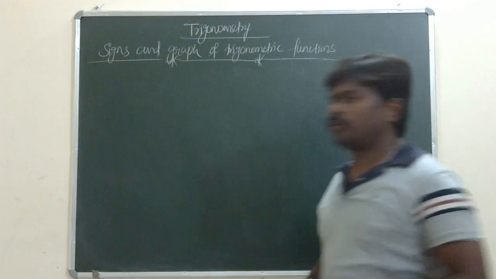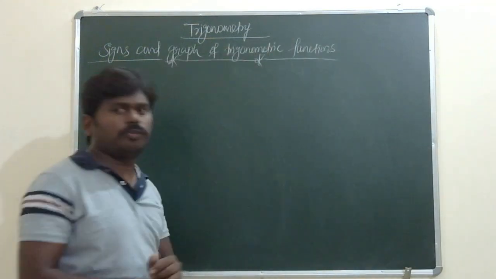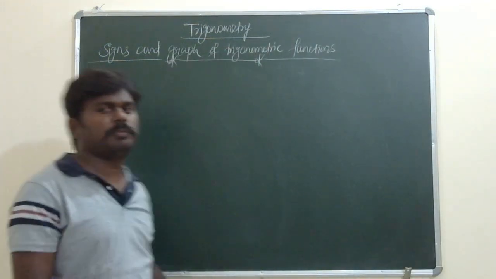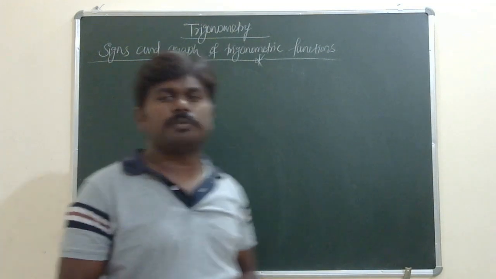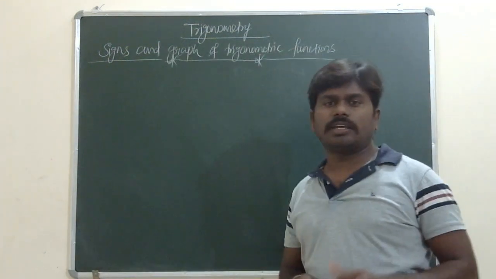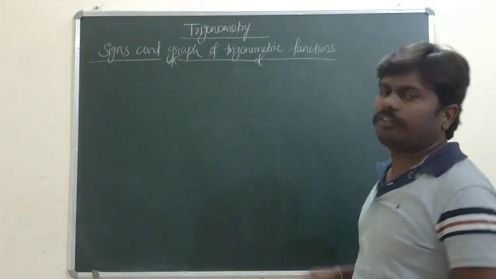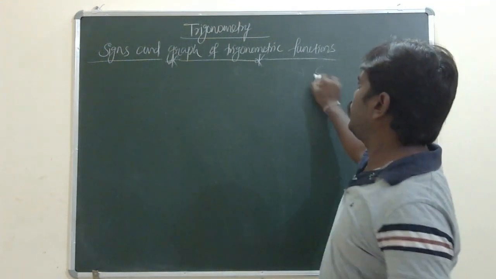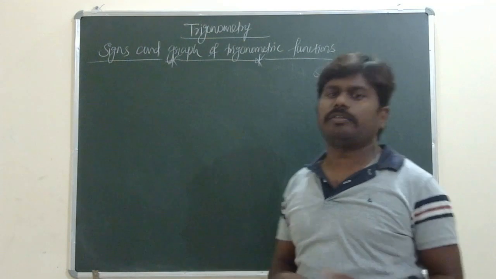So here, before discussing the graph, we need to understand what is meant by a periodic function. A periodic function is a function whose values repeat after an interval of time. All these trigonometric ratios are periodic functions.